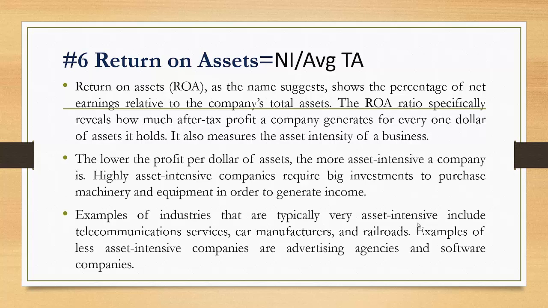The lower the profit per dollar of asset, the more asset intensive a company is. If you look at the formula, if this ratio comes low, it means that the company is more asset intensive. Highly asset intensive companies require big investments to purchase machinery and equipment in order to generate income. Examples of industries that are typically very asset intensive include telecommunication services, car manufacturers, and railroads. Examples of less asset intensive companies are advertising agencies and software companies.